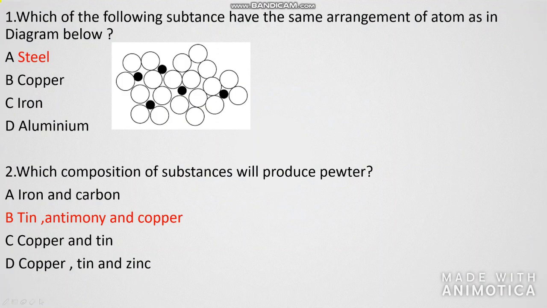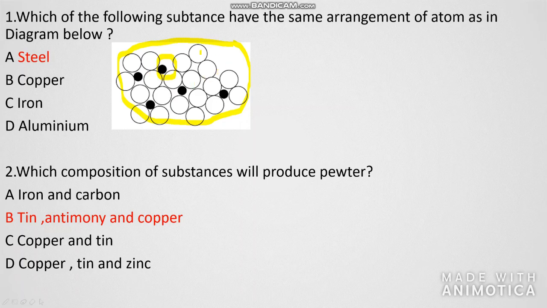Okay, next, look at this question. Which of the following substances have the same arrangement of atom as in diagram below? Okay, you may look at the atoms here. Okay, ini atom bagi pure metal, dan ada foreign atom. Foreign atom ini boleh size lebih besar ataupun size lebih kecil. Dan foreign atom yang present dalam pure metal, dia akan menyebabkan arrangement of atom itu tidak slide over each other very easily.